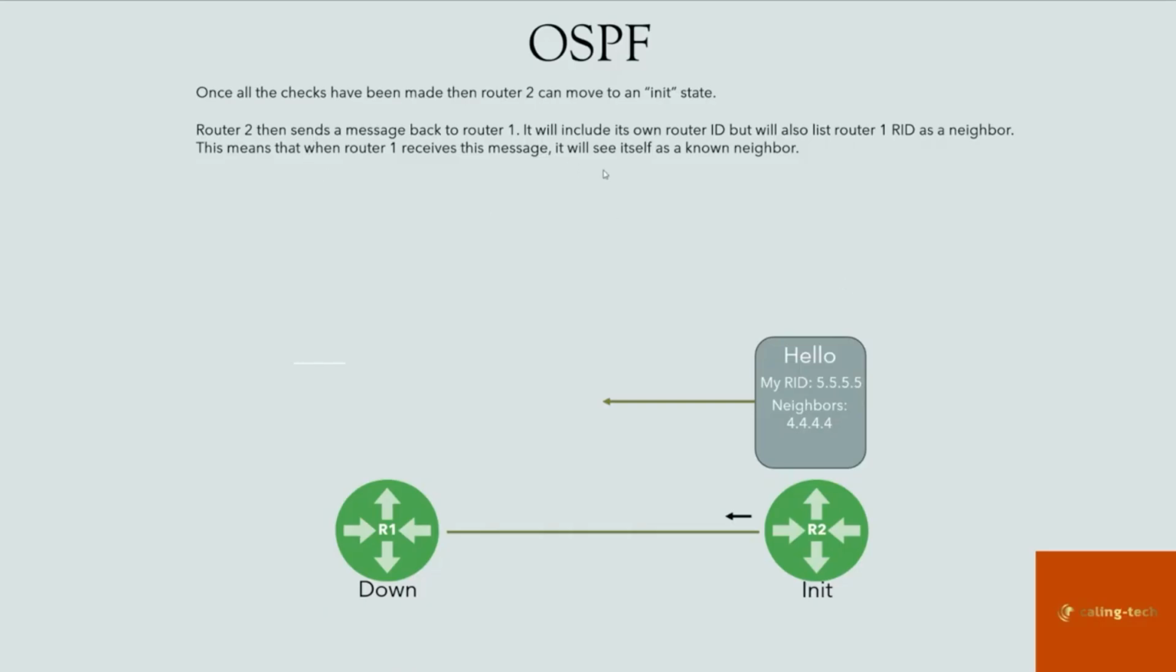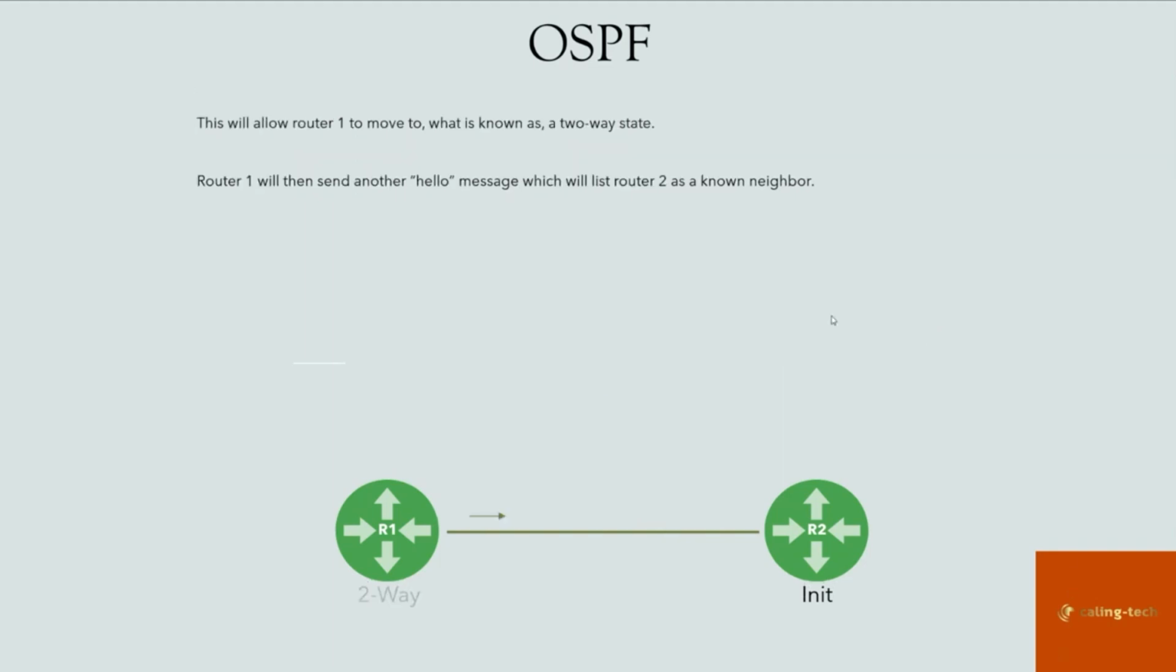Router 2 then sends its own hello message back to router 1, and it'll include its own router ID, but now it will also list router 1's router ID, or RID, as a neighbour. So its own RID is 5555 and the neighbour is 4444. This means that when router 1 receives this message, it will see itself as a known neighbour. This will allow router 1 to move to what is known as a two-way state.